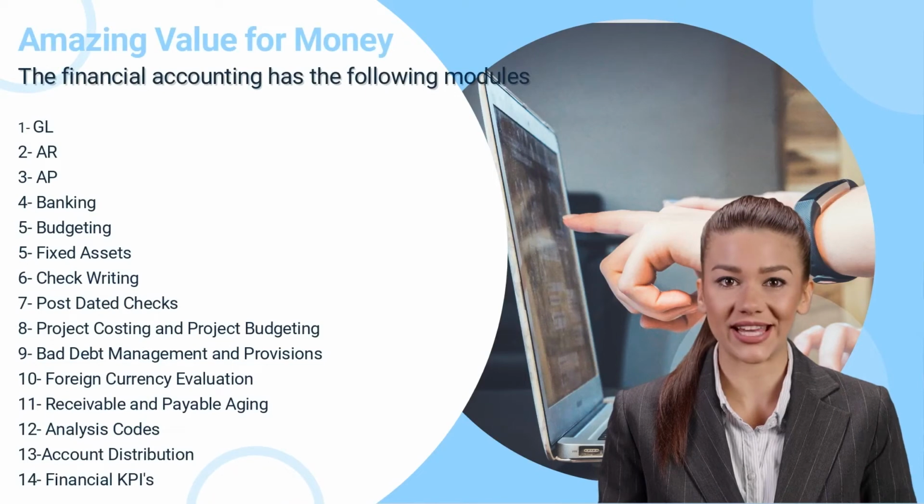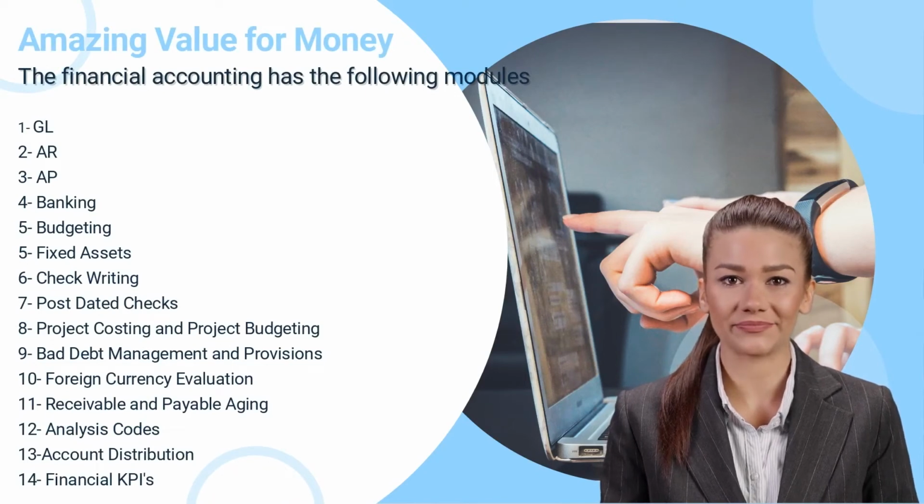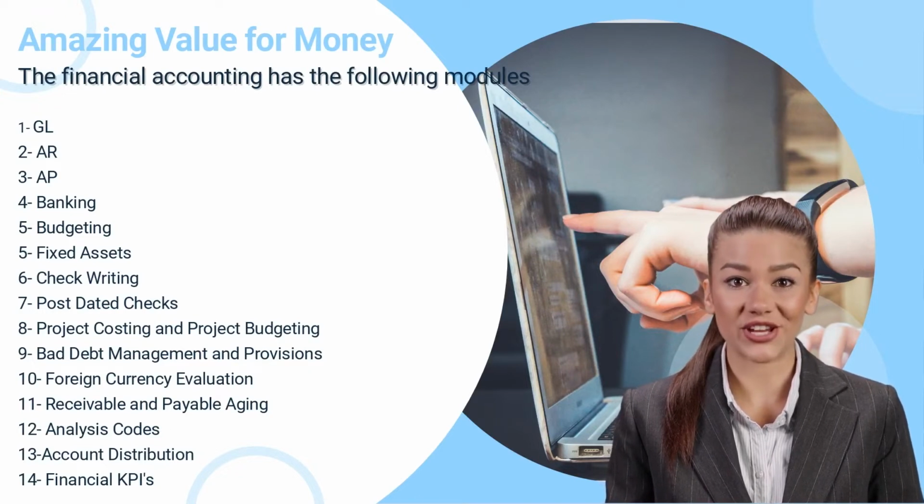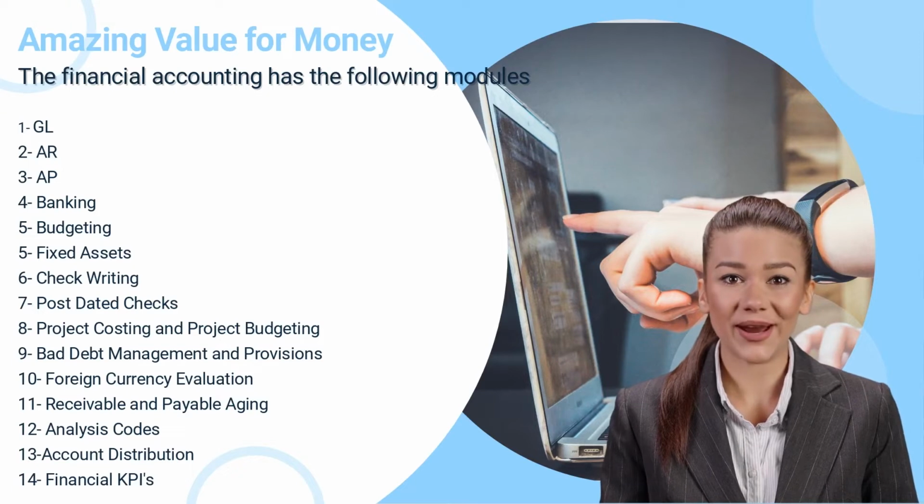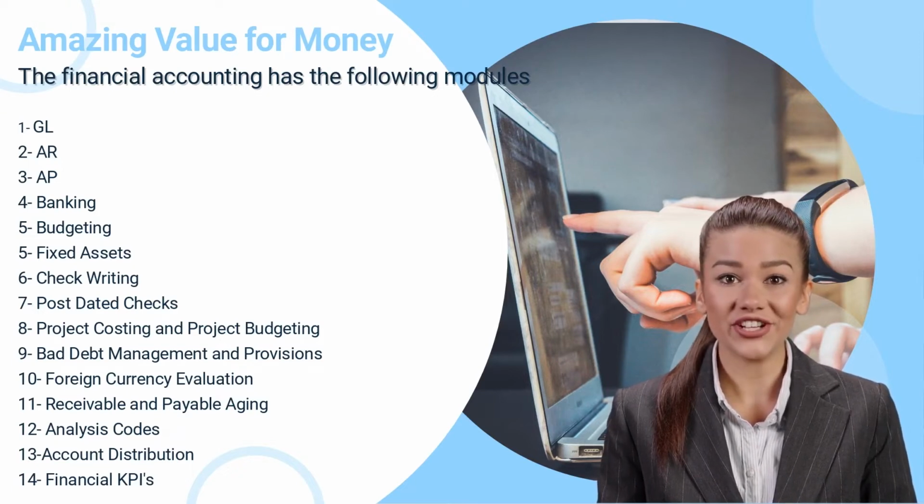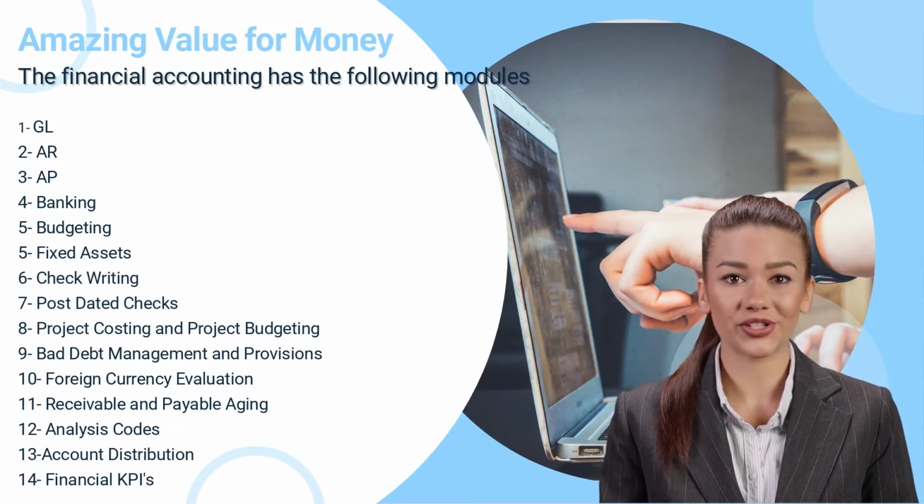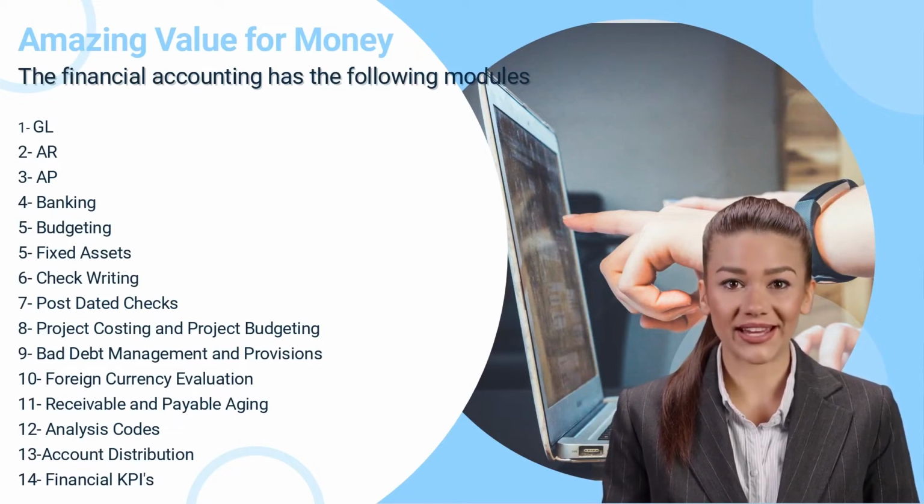The financial accounting has the following modules: general ledger, accounts receivable, accounts payable, banking, budgeting, fixed assets, check writing, post-dated checks, a powerful project costing and project budgeting, bad debt management and its provisions, foreign currency evaluation, receivable and payable aging, analysis codes, account distribution, and a web-based financial KPIs.